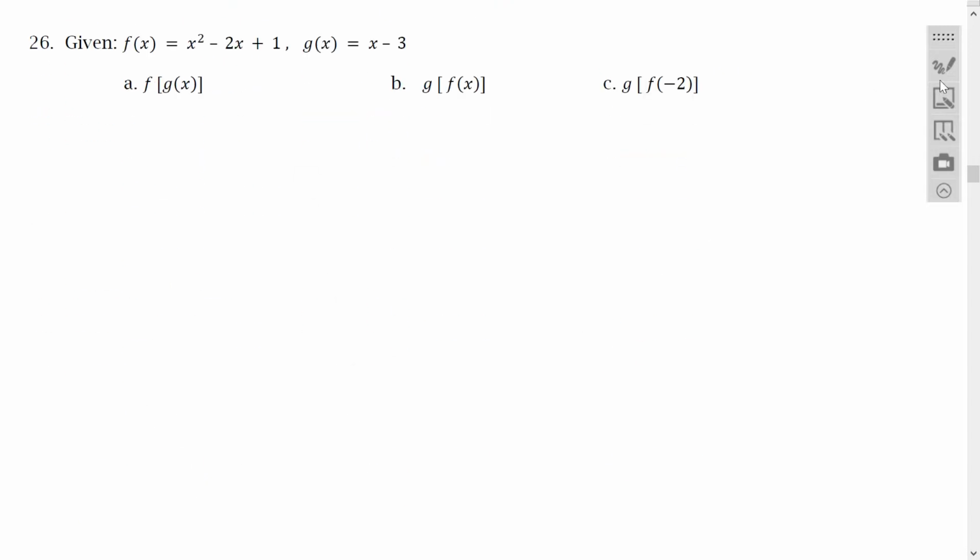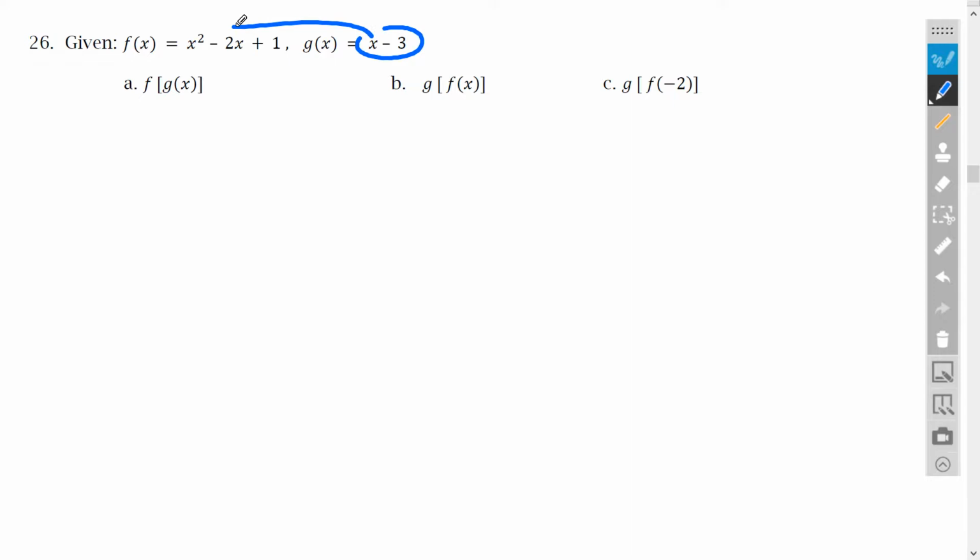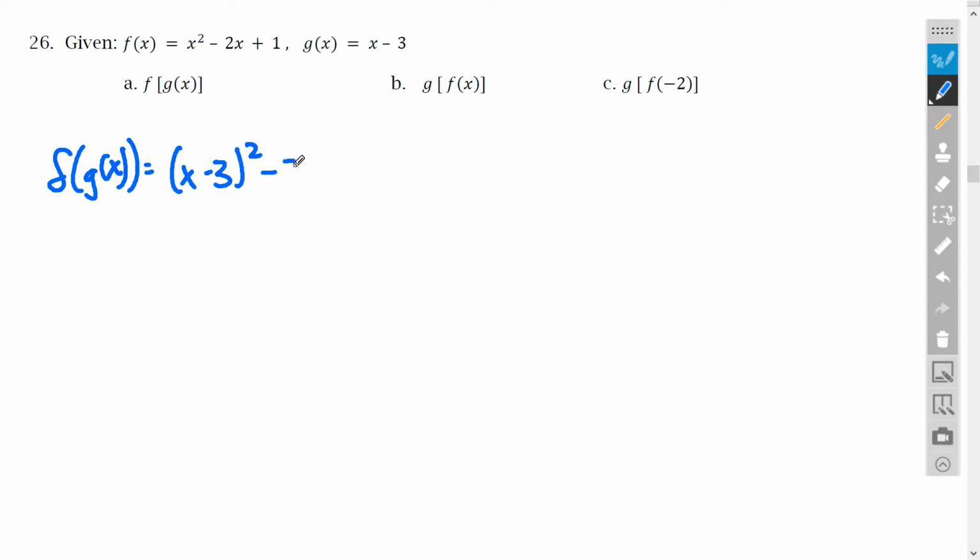26, f of x is x squared minus 2x plus 1, g of x is x minus 3. So here we are doing compositions. First we have f composed g, or f of g of x. So this would be the g of x function going into the f function. So anywhere we see an x in the f function, we replace it with x minus 3. So our function f of g of x would be (x minus 3) squared minus 2(x minus 3) plus 1.